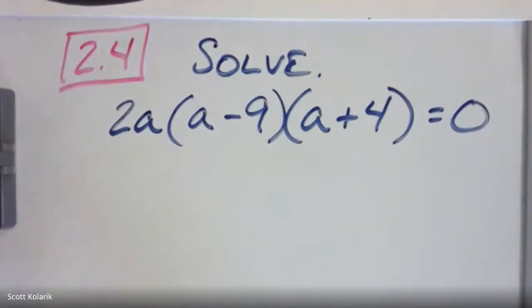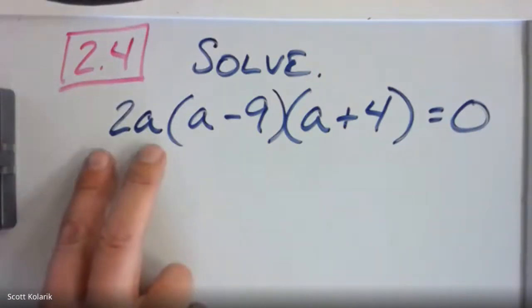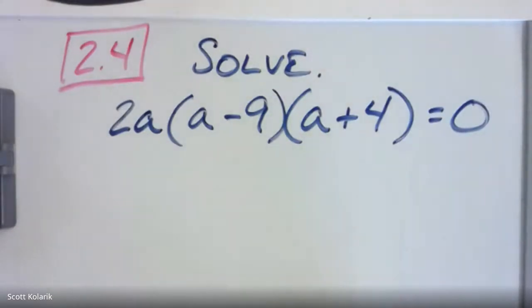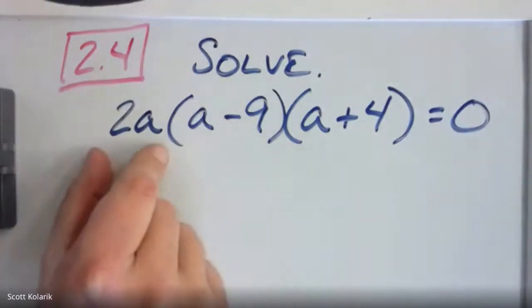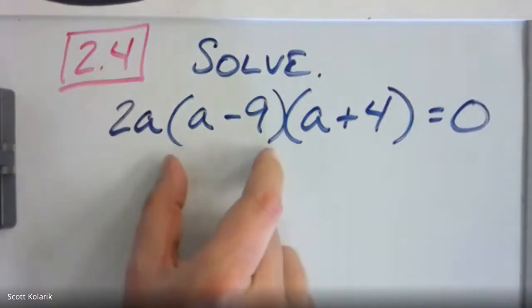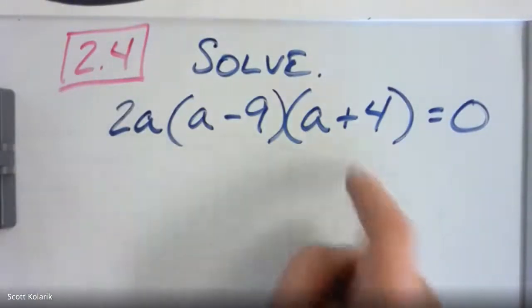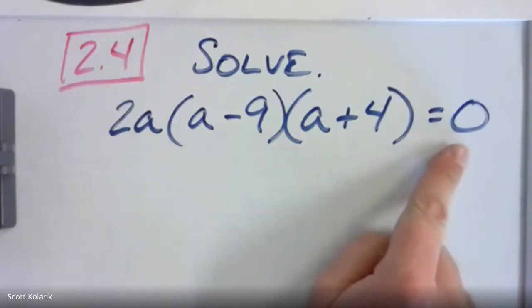Okay, now what we learned for this section was that essentially what's happening here is I have string multiplication. Essentially I have 3 objects that are multiplied by each other. A couple of them just happen to be parentheses, but object number 1 would be this 2a, object 2 would be a minus 9, object 3 would be a plus 4. I have 3 things multiplied by each other that have to equal 0.